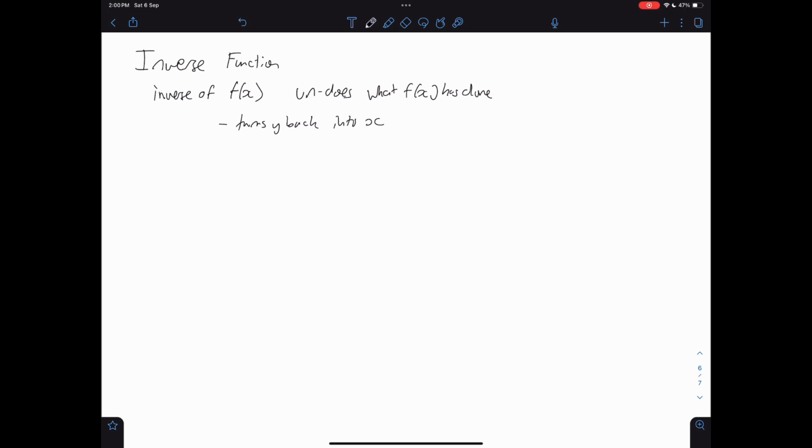And the notation is poor notation because it could be interpreted as being to the power of -1, but that's just the notation. Deal with it.